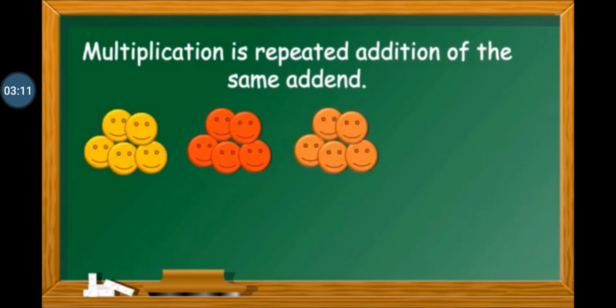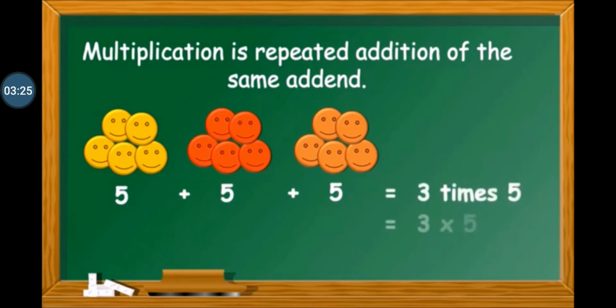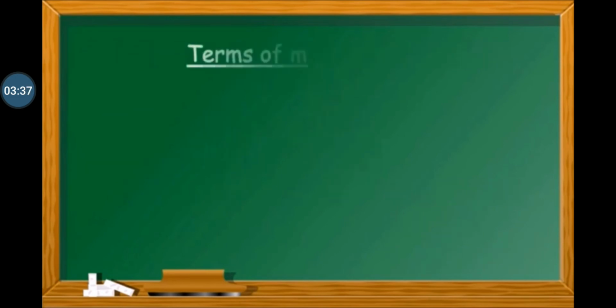Here we have one more example. We have 3 sets of smiling faces. In each set we have 5. So 5 plus 5 plus 5 is equal to 3 times 5, and 3 times 5 will be equal to 15. So these are 15 smileys.